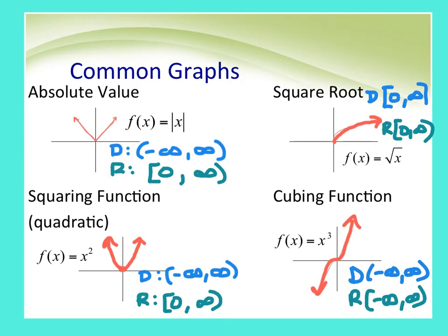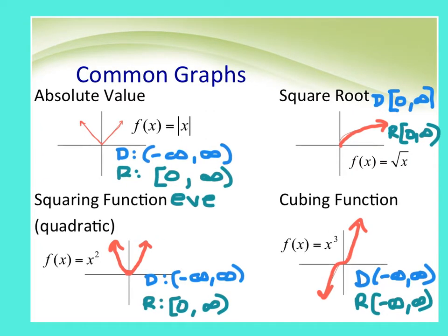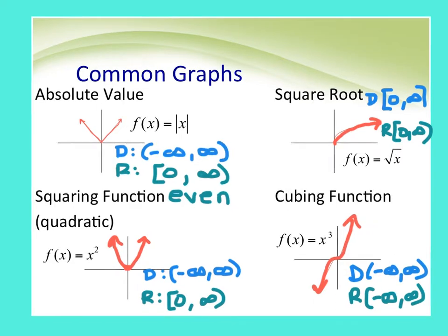How about even and odd? Are any of them even? How do I know they're even from the graph? Symmetric over the y. So are any of these symmetric over the y? Which ones? Absolute value. This is even. Square one is also even.